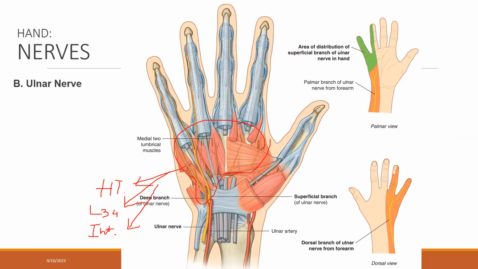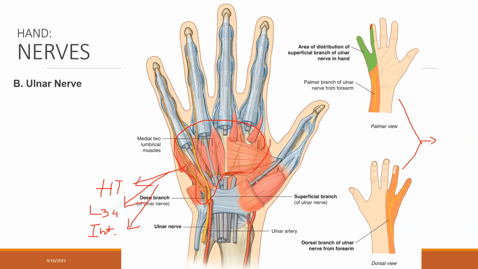So the ulnar nerve plays a major role here in the hand. How about skin innervation? How about cutaneous innervation? Here it is. Cutaneous innervation on the palmar surface of the hand is going to be all of the things that are not innervated by the median nerve.